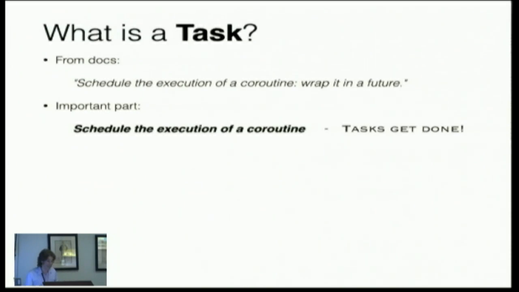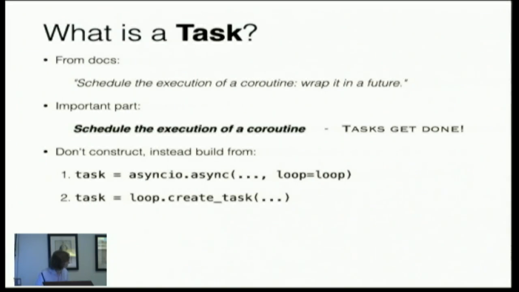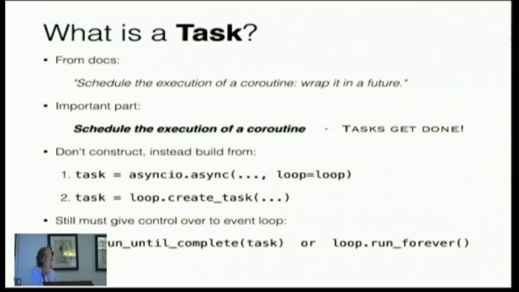So tasks get done with asyncio. You don't construct, you don't build a task directly. You either call asyncio.async with the loop as a parameter, or loop create task, where that's explicitly setting the loop there. Oh, I should also say task is a subclass of future. So everything that you get from futures you get with tasks, including yield from and run until complete.